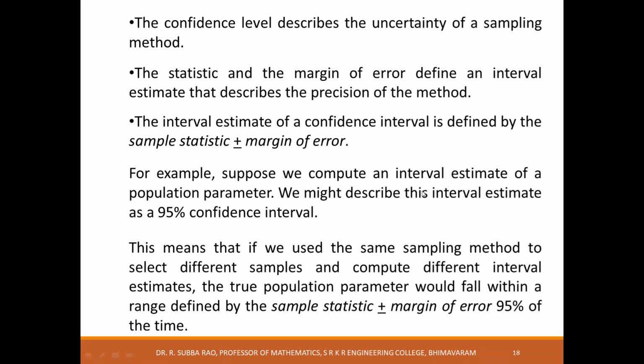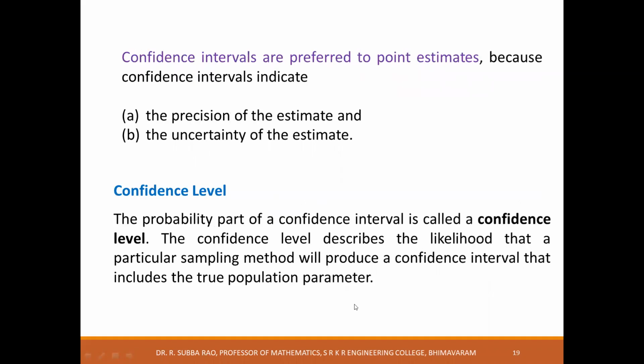For example, suppose that we compute an interval estimate of a population parameter. We might describe this interval estimate as a 95% confidence interval, which means that the sample statistic plus or minus the margin of error contains the parameter 95% of the time. That means you are taking an error with a confidence of 95%. Confidence intervals are preferred to point estimates because confidence intervals indicate the precision of the estimate and the uncertainty of the estimate.